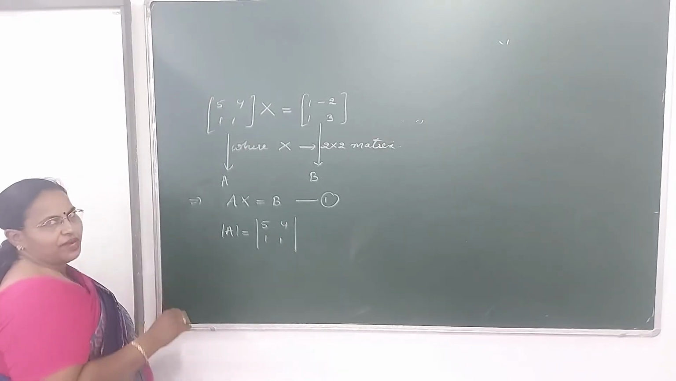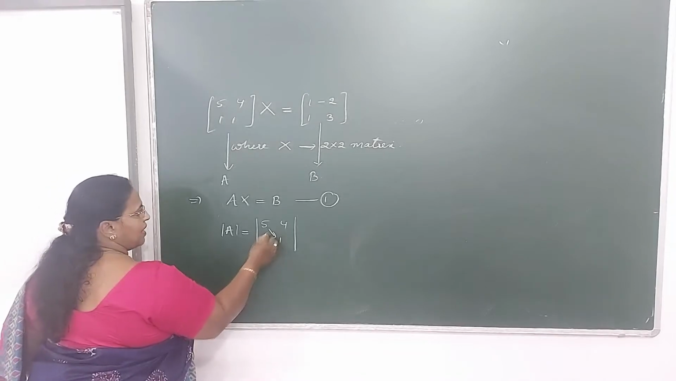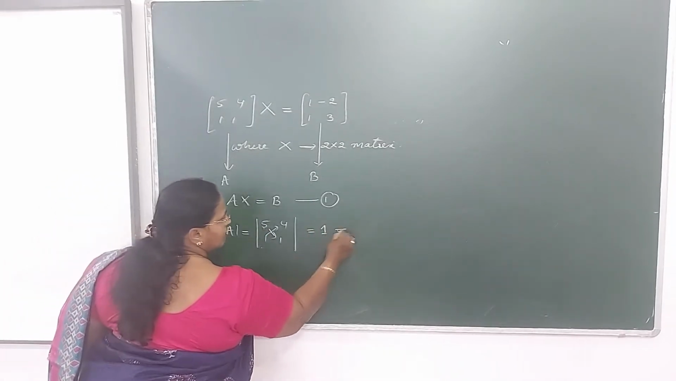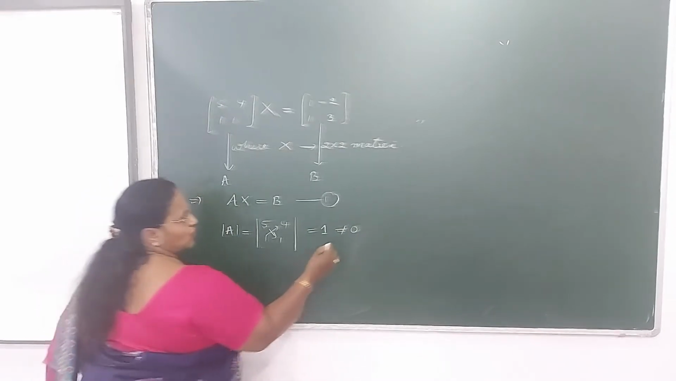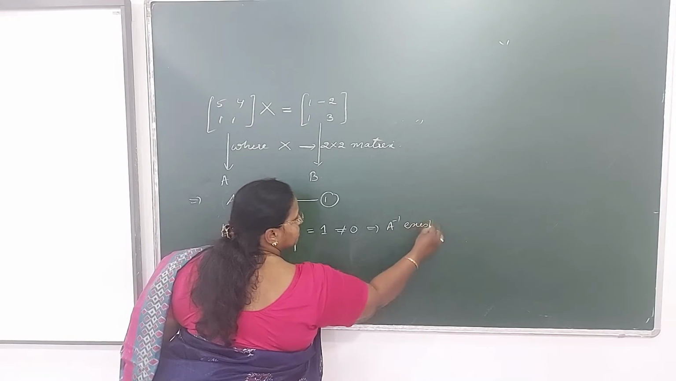How to solve determinant of order 2? Product of diagonal minus off diagonal element. So multiplying it, 5 minus 4, it's coming as 1. That means not equal to 0. So you can write A inverse exists.